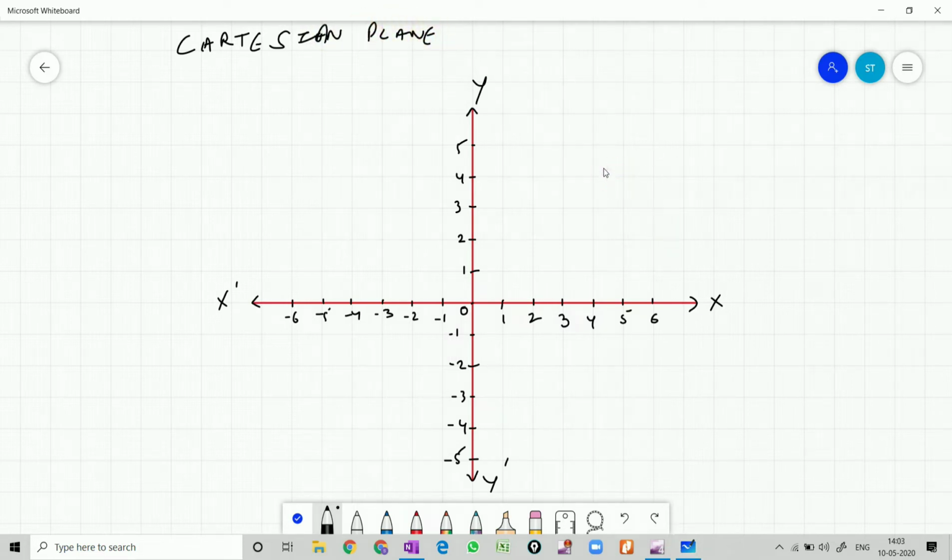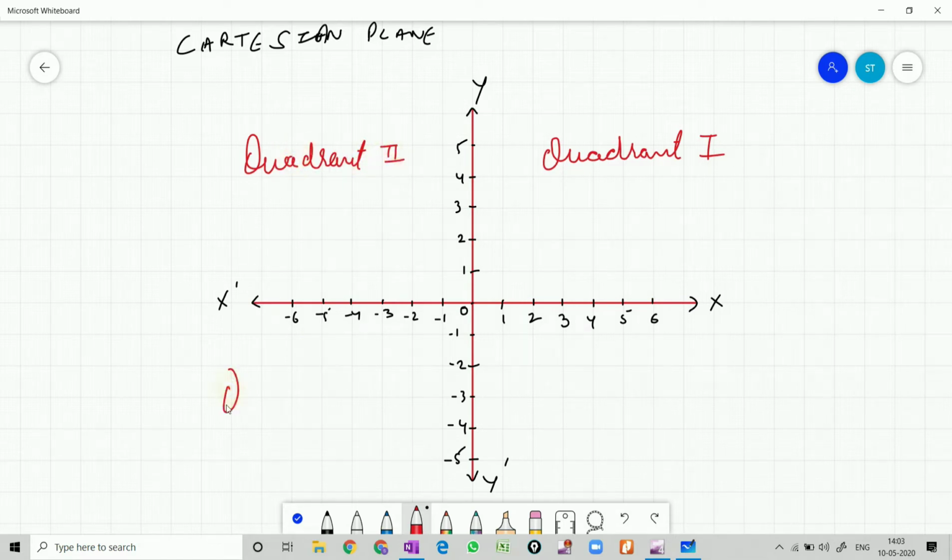Just focus here carefully: these two lines, when intersecting each other, give us four different parts. This is part 1, part 2, part 3, and part 4. These are four parts, that's why they are known as quadrants. This is quadrant 1, the first quadrant, the second quadrant, the third quadrant.